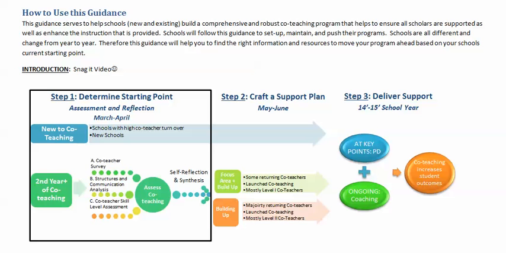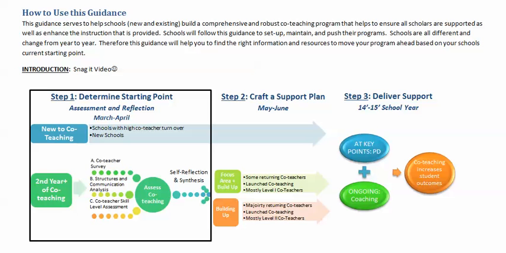To get us started, I want to highlight what each school is going to come out with at the end. We would like for every school to go through a three-step process: determining a starting point, crafting a support plan, and delivering support. The end goal is for every school in 14-15 to know how to support their co-teachers through PD and ongoing coaching in order to reach increased student outcomes.